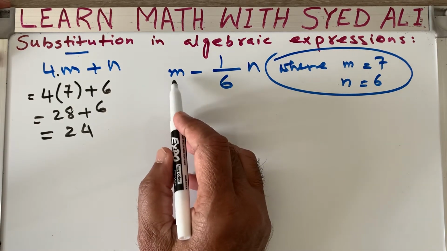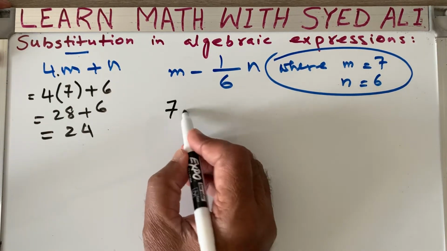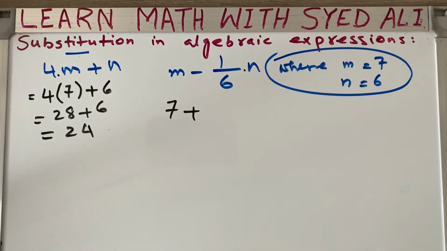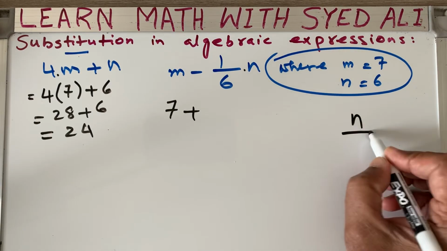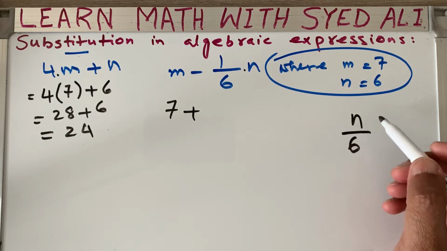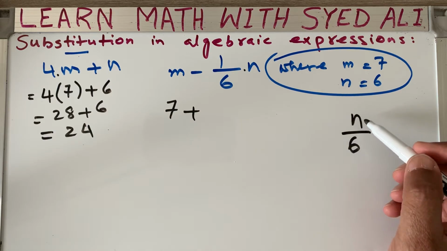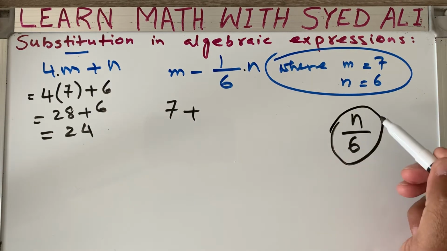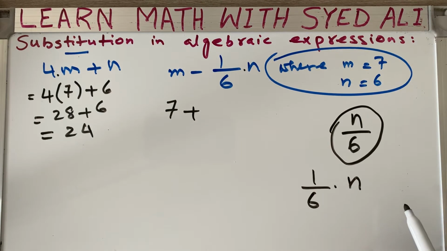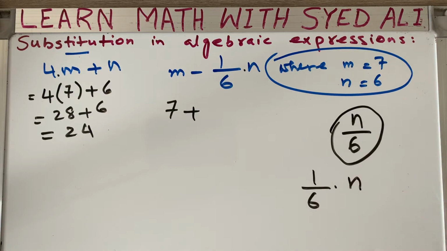Question number 2 was m minus 1 over 6 dot n. Actually 1 over 6 is a fraction. It's the multiplication of 1 over 6, but actually it is the division of n divided by 6. Most students in grade 7 or grade 8 get confused whether we have to divide or multiply. Actually 1 over 6 is being multiplied by n, but n divided by 6 is also the right way of doing it.